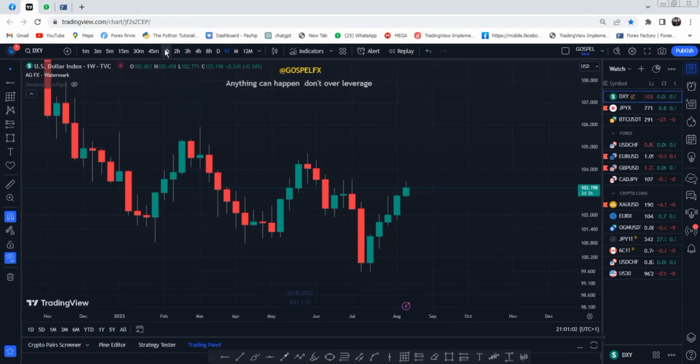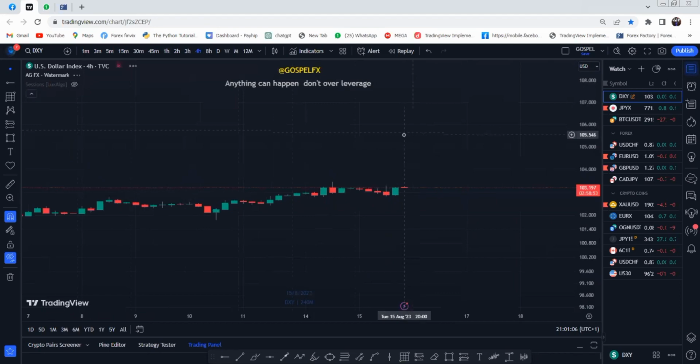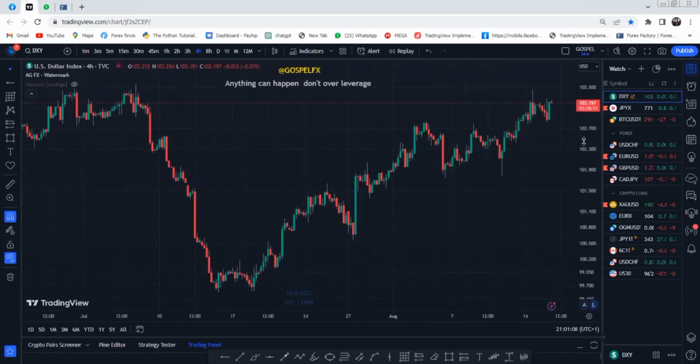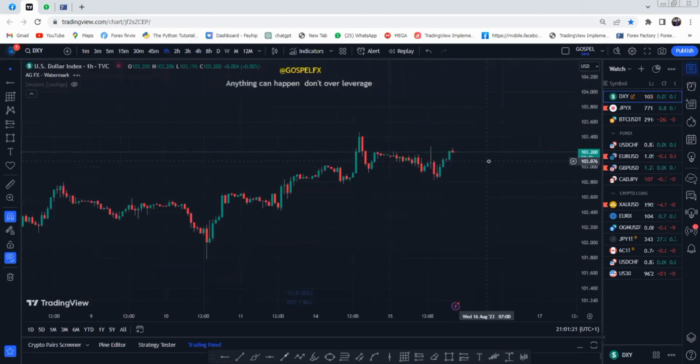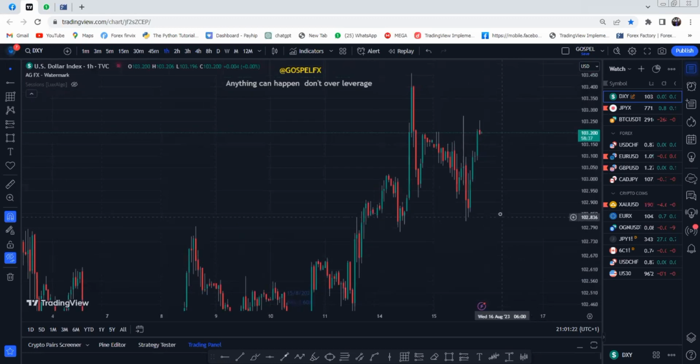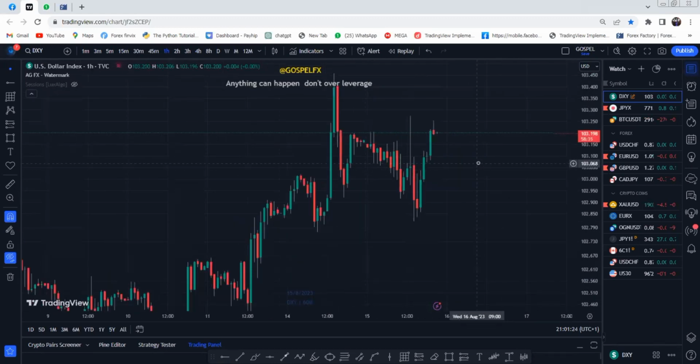And now we go down to the 4-hour chart. Okay, this is our 4-hour chart. With this chart, it takes 4 hours for a candle to open and close. And now if you go to 1 hour, it takes 60 minutes for a 1-hour candle to open and close.